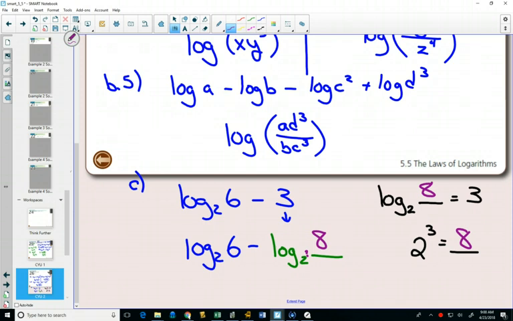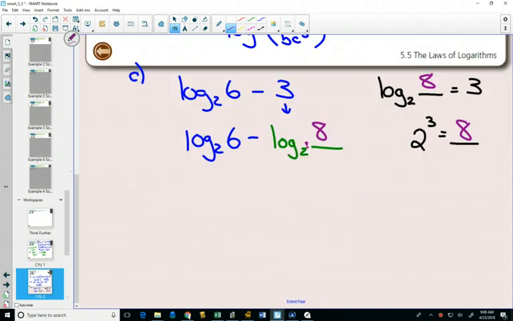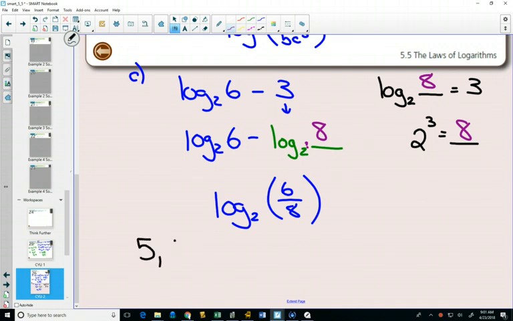And now we have a log base 2 minus another log base 2. Subtracting is dividing. And so you could leave that as 6/8, or you could simplify it to 3/4. Either one would be fine. Cool. All right, so ones to do for practice: 5, 8, 11, and 18.